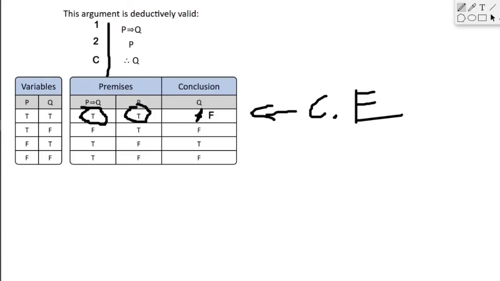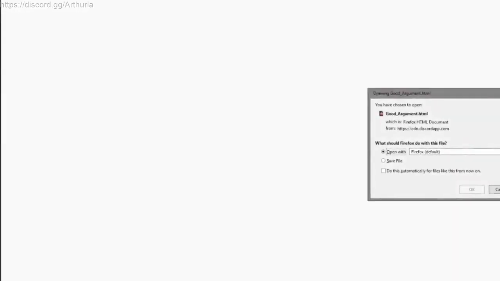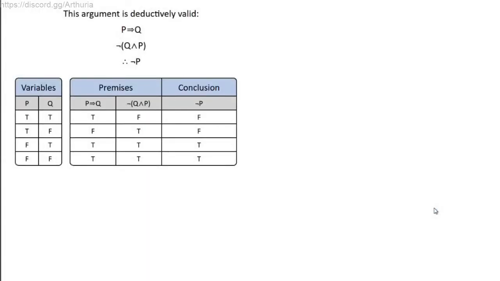Let's take up a more complicated example. I'll show you invalidity. PL check. If P, then Q. It isn't true that Q and P are true together. And so then if I were to say that P is false, okay. Let's take a more complicated example.